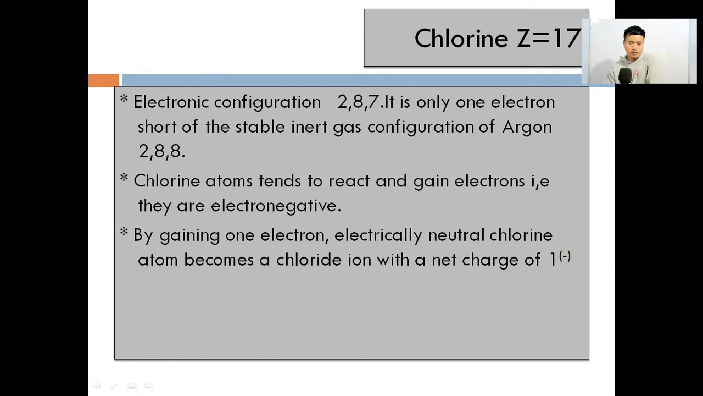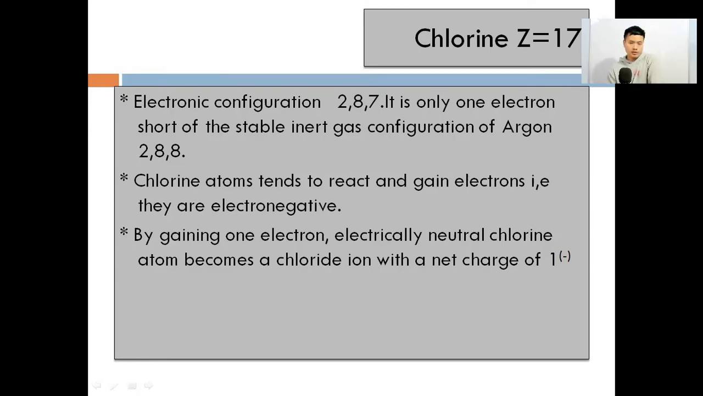Now let's see chlorine, atomic number 17. It is a non-metal. Its electronic configuration is 2, 8, 7. It is only 1 electron short of the stable inert gas configuration of argon, 2, 8, 8. That means it needs only 1 more electron to be stable. If it gets 1 more electron, it will be just like argon.